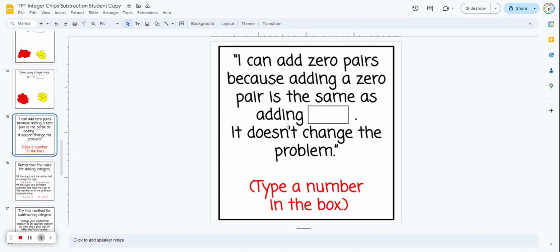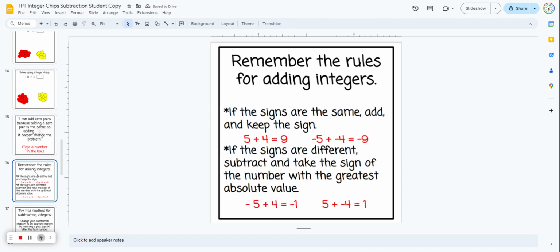Slide 15, just a little review. I can add zero pairs because adding a zero pair is the same as adding, and it tells them to just type a number in the box. They're just going to type 0. Now it has remembering the rules of adding integers.